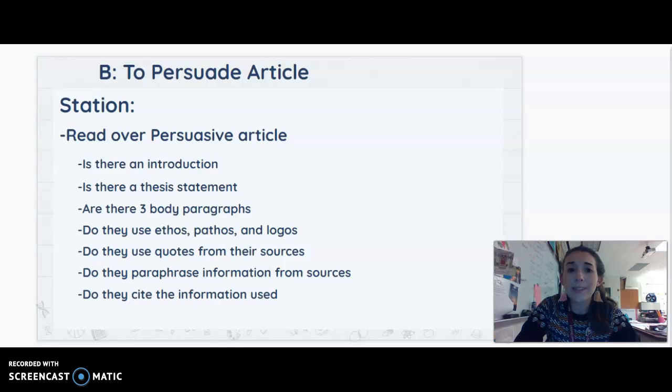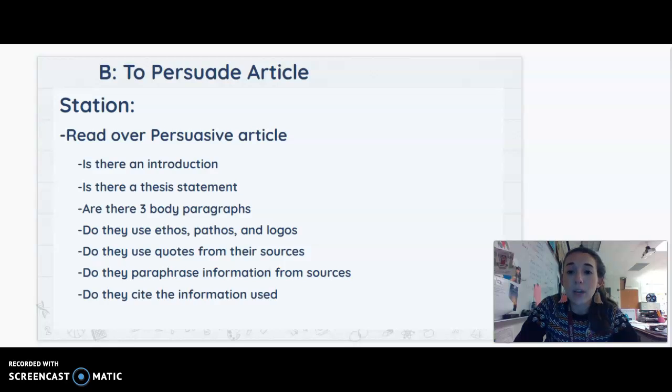At this point you are at Station B, which is the To Persuade article revision site. So what I need you to do is read over your partner's persuasive articles. This should be the third article in their project.